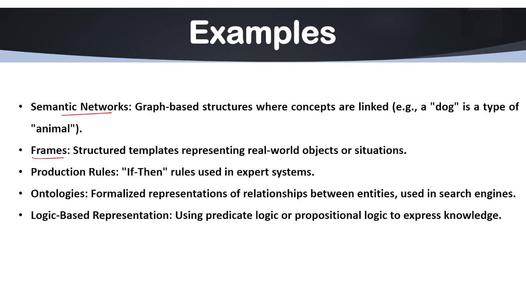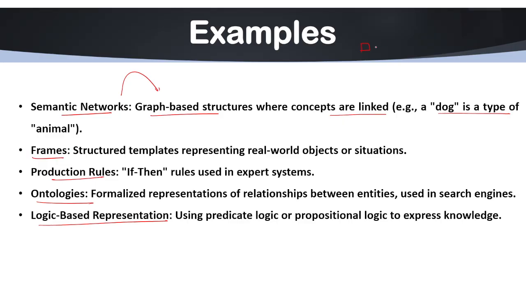Next, we have some other examples that include semantic networks, frames, production rules, ontologies, and logic based representation. So, if we talk about semantic networks, it is a graph based structure where concepts are linked. For example, a dog is a type of animal. This is a semantic network.